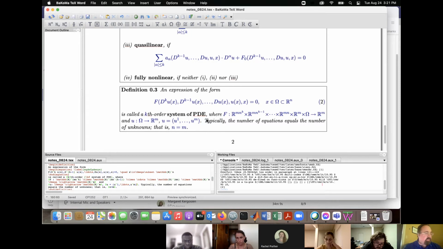And it's quite common practice, for instance, for higher order PDEs to be rewritten as systems of lower order PDEs, because sometimes that can help with a solution process. Any questions up to this point?